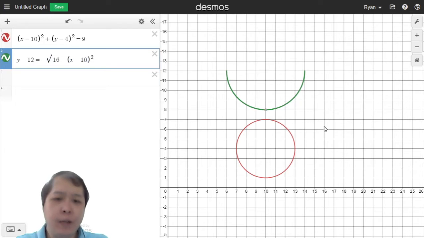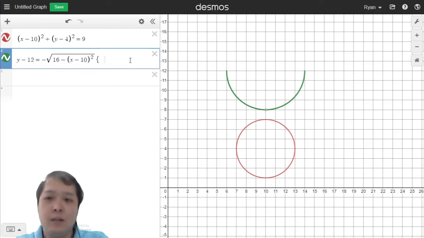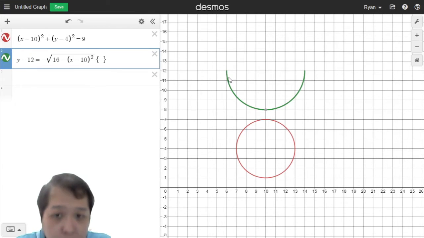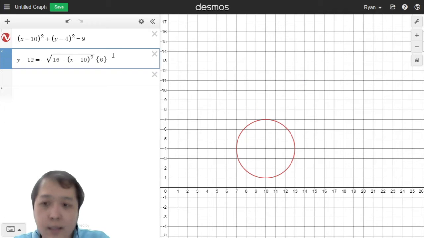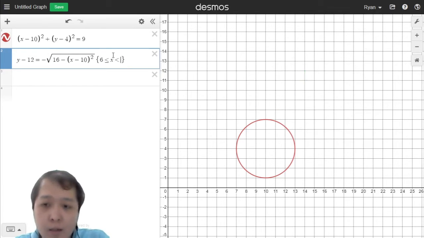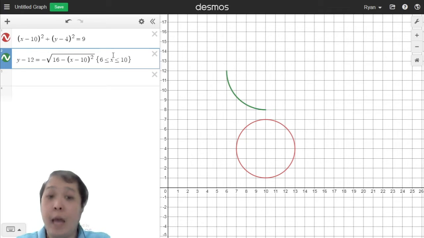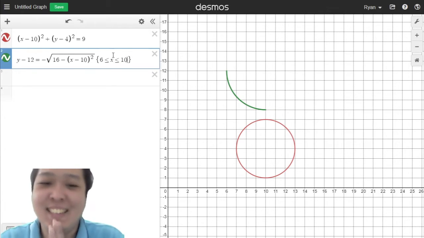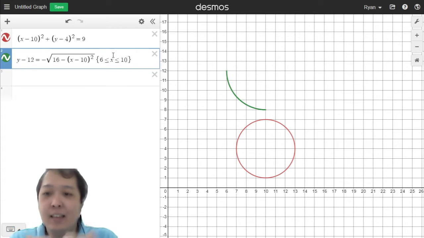Okay, next step. What if we just need this quarter circle or that quarter circle? We put an interval. I don't put a space here. Just directly type the curly bracket and later close the bracket, of course. Interval, 6 until 10. Just the regular interval notation. And bada boom, we have a quarter circle. Amazing, right? It's just limiting things.